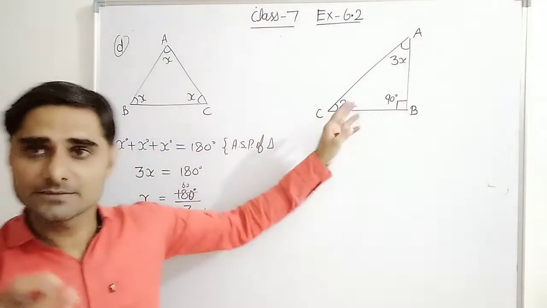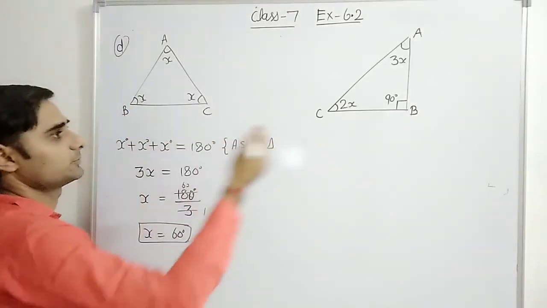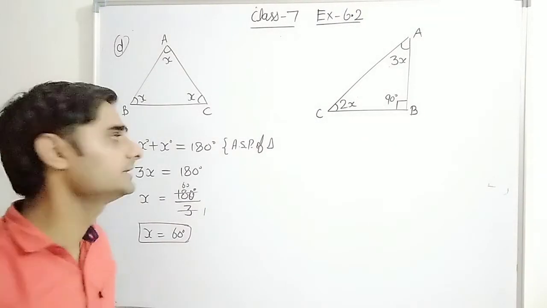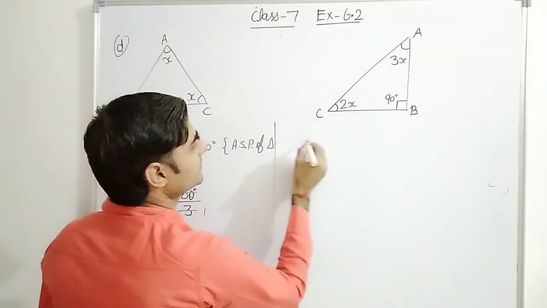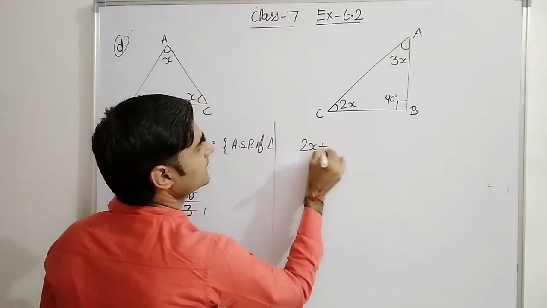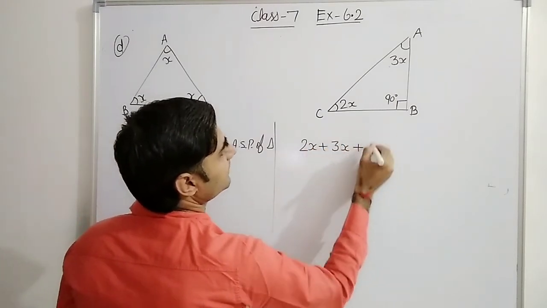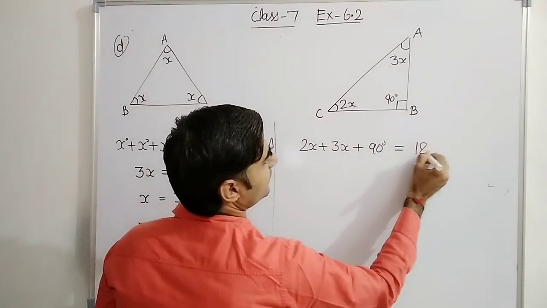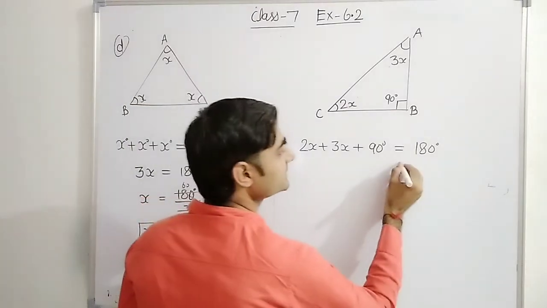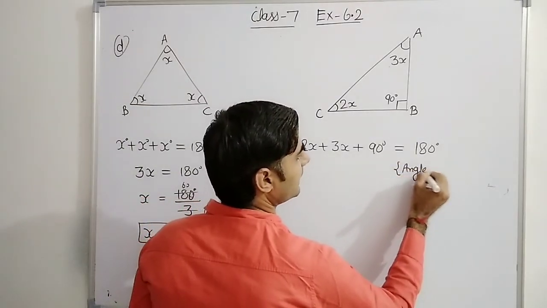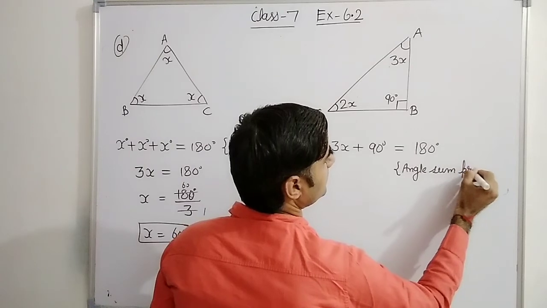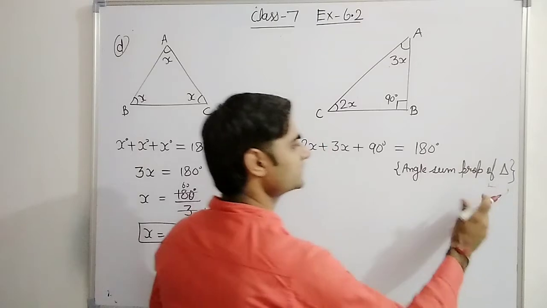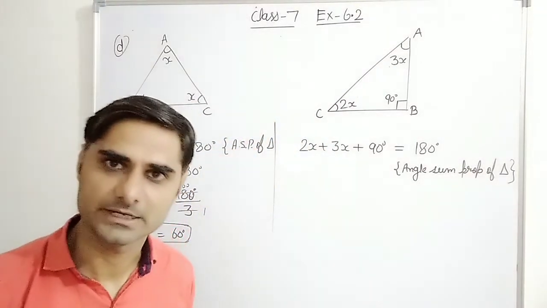Correct? Now again the same thing we are doing from the last three questions. Sum of all angles will be equal to 180 degree. So can we take here, we can write 2x plus 3x plus 90 degree. This angle we are taking as 90 because this is a right angle. Will be equal to 180 degree. Reason, what is the reason? Reason is angle sum property of triangle. Due to this property we can write the sum is equal to 180 degree.